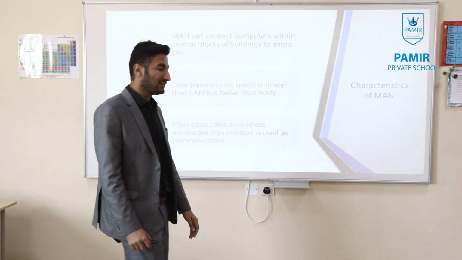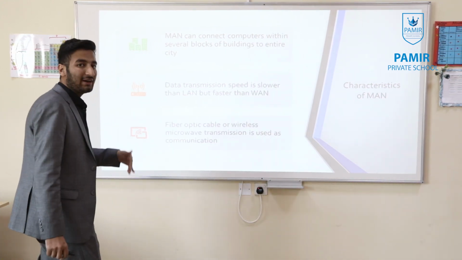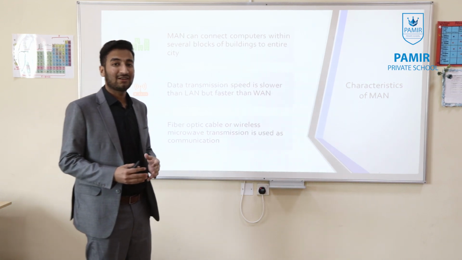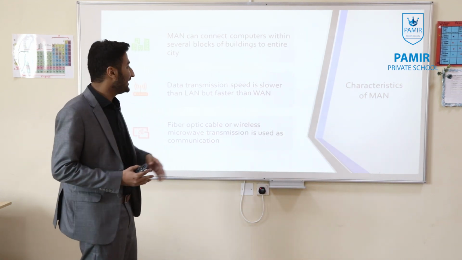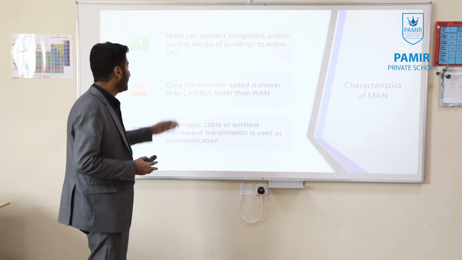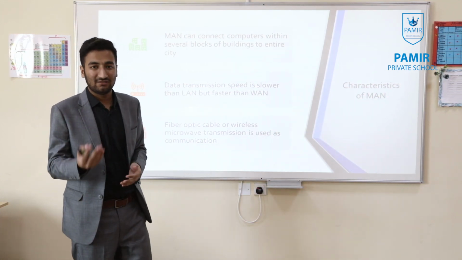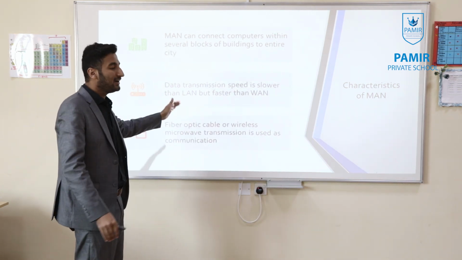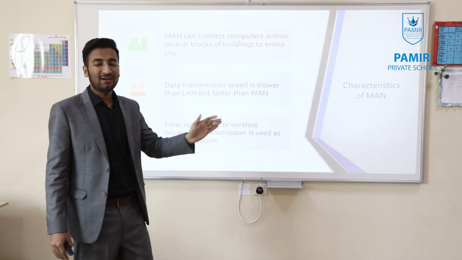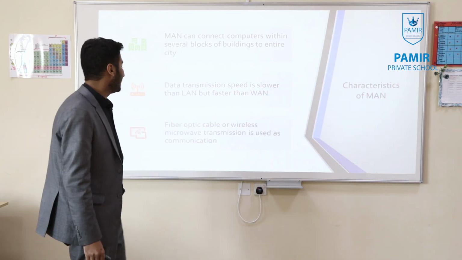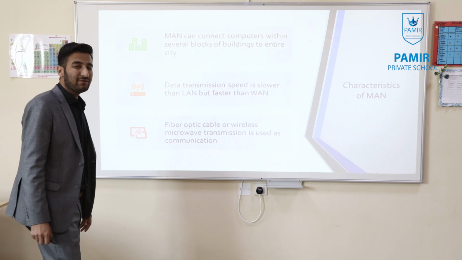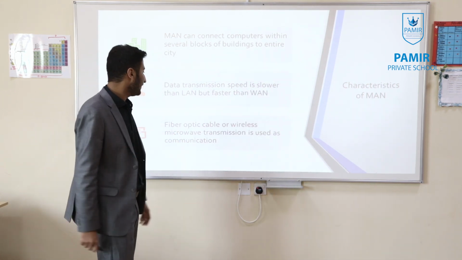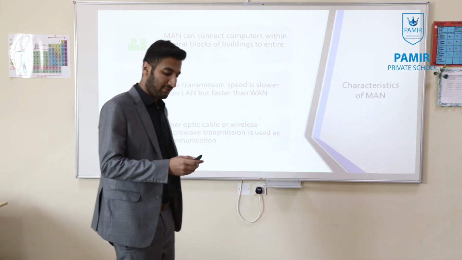The data transmission speed is slower than LAN, but greater than WAN. WAN covers a large area, that's why its speed is slower, and LAN covers less area, that's why its speed is fast. But MAN falls in between them. That's why MAN's speed is greater than WAN but smaller than LAN. For the medium, they mostly use fiber optic cable, and microwave transmission is used for MAN.